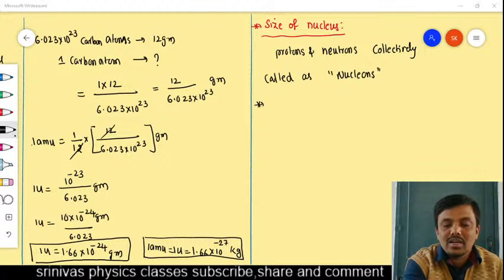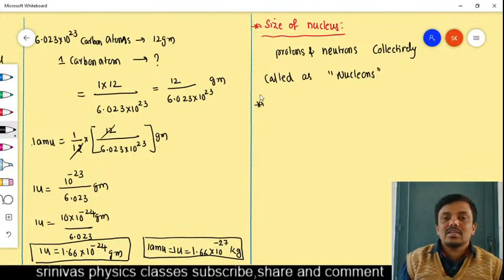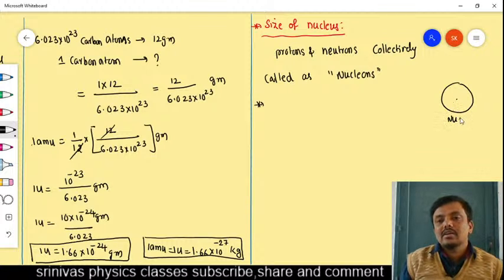And then I want the size of the nucleus. What is the size of the nucleus actually? The size of the nucleus is nothing but the volume of the nucleus. Okay, remember it. You see here. This is a nucleus. The nucleus is in a spherical shape, just like a sphere. Let us consider this nucleus has some radius capital R, and the nucleus has nucleons. The number of nucleons is equal to A, right? A is the mass number.